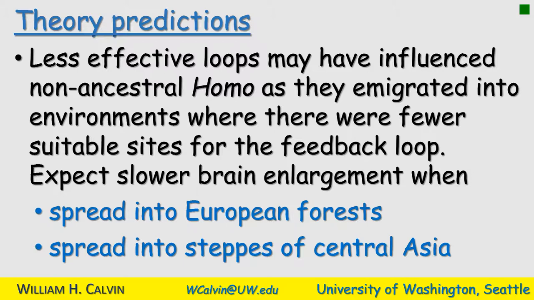The theory made some predictions. Outside of the Rift Valley, where the feedback loop works very well, less effective loops may have influenced non-ancestral Homo species, like Neanderthal, as they immigrated into environments where there were fewer suitable sites for the feedback loop. So the prediction was that you'd expect slower brain enlargement when they spread into the European forests, where there are no brush fires to operate next to grassland. Or when they spread into the steppes of Central Asia, where there are certainly grass fires, but there is very little brush compared to the great volume of grassland, and that makes the increment from a feedback loop very small.